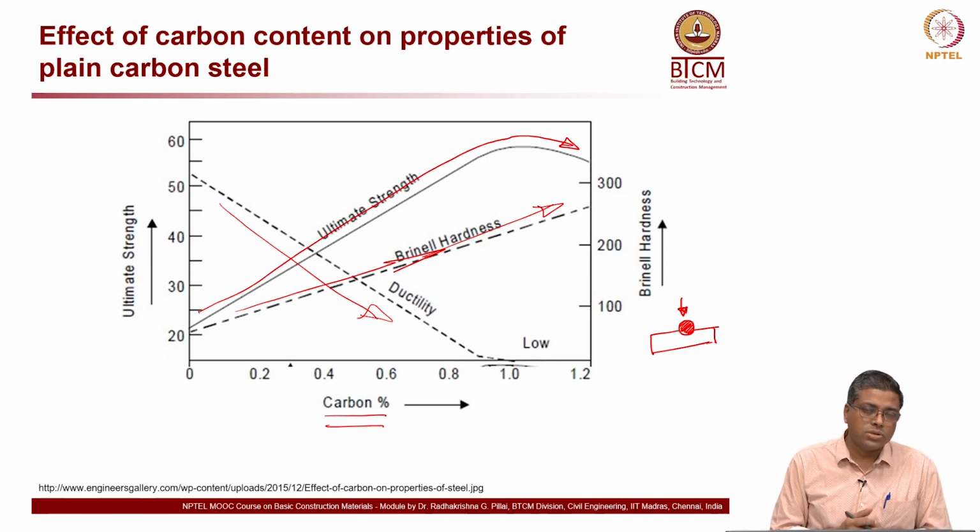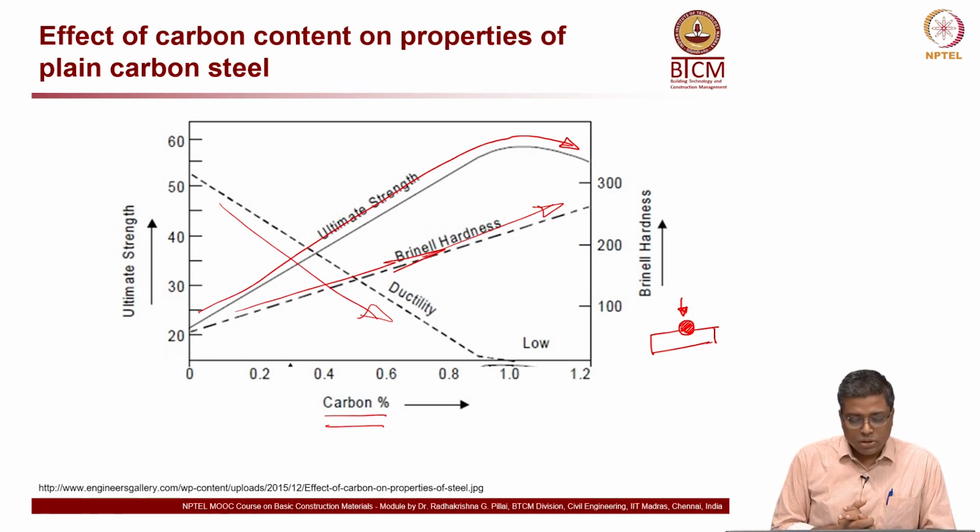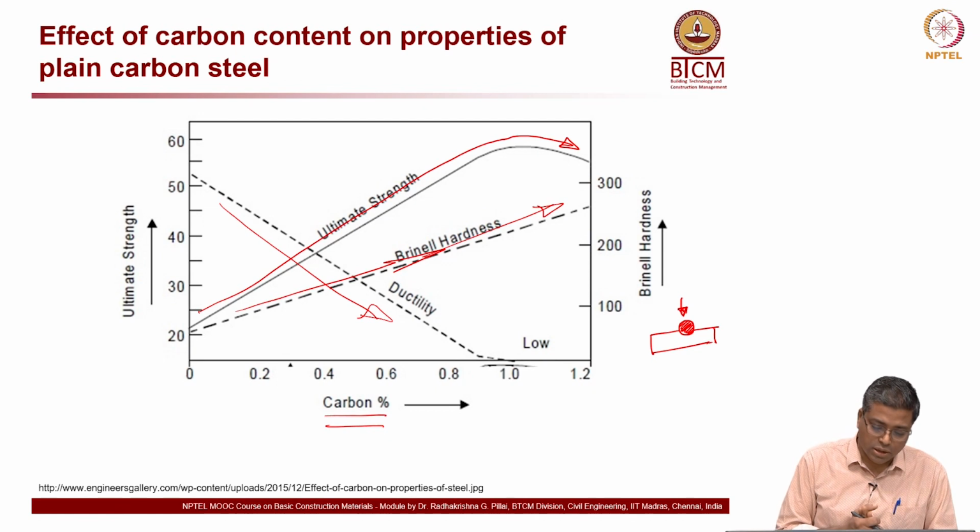To avoid such catastrophic failure, or to keep the structures flexible in nature before they collapse, they should deform significantly so that people can see that it is deforming and escape from the building or whatever facility you talk about. So, you need the structures to be ductile in nature. So, we need ductile material to be used. Ductility is a very, very important aspect in addition to the strength of the materials.